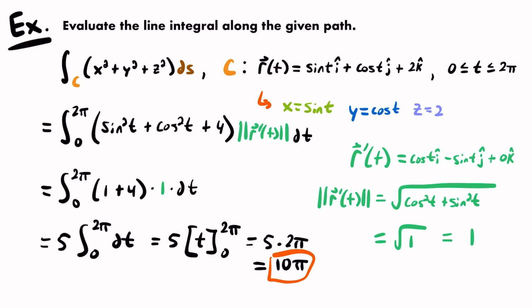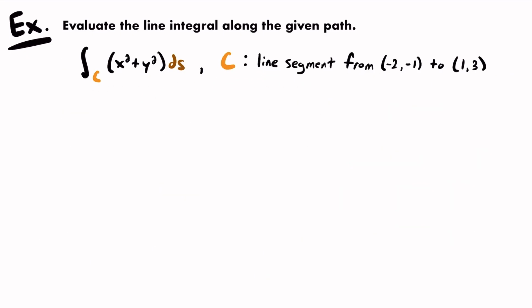or curve C. For the next example, we once again want to evaluate the line integral along the given path, and we have the integral over C of x squared plus y squared multiplied by ds, where the path C is the line segment from the point -2, -1 to the point 1, 3.